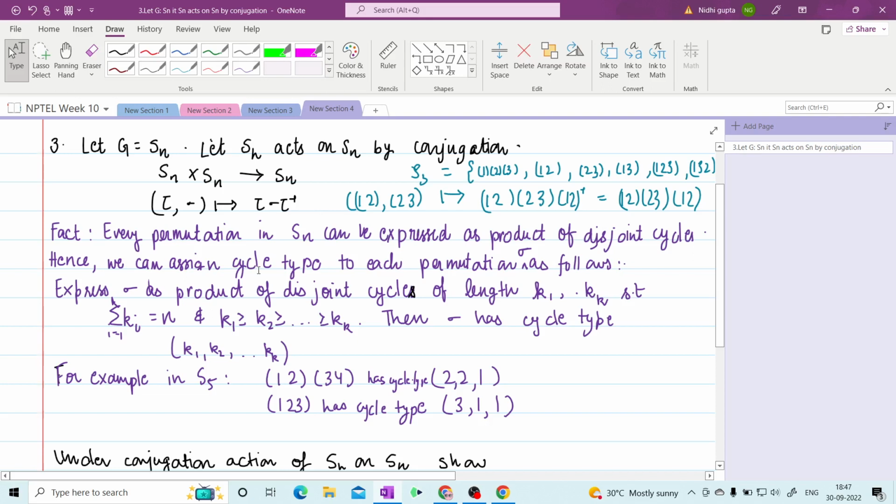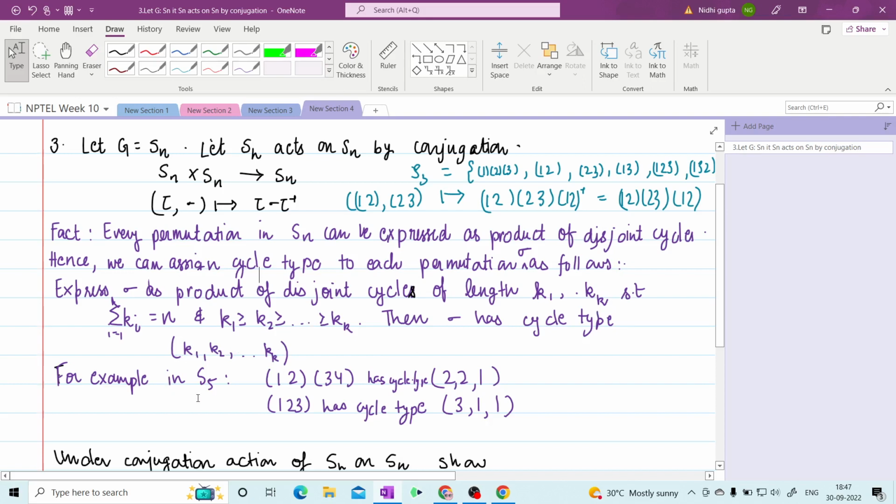Now, if every permutation can be expressed as a product of disjoint cycles, we can assign a cycle type to each permutation, and we can do this as follows. First, given a permutation sigma in Sn, we express it as a product of disjoint cycles. Say we can express sigma as a product of disjoint cycles of lengths k1, k2, till kk. Since it is a product of disjoint cycles, the sum of all these lengths should be n. And suppose we have listed these numbers in decreasing order. Then sigma will have the following cycle type: k1, k2, kk.